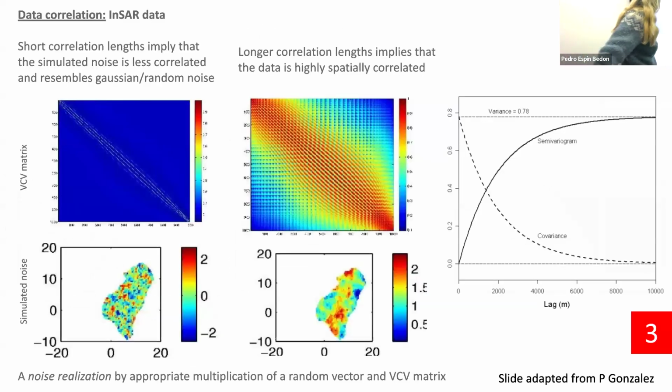So for short correlation lengths, something might look like this, and a synthetic interferogram looks like that, with small-scale spatial correlation. It implies that simulated noise is less correlated, and it looks closer to Gaussian or random noise. It's not completely random because you've got some kind of length-scale correlation, but closer. And for longer correlation length, you have highly spatially correlated data, which looks more like the classic turbulent atmosphere you get in an interferogram.